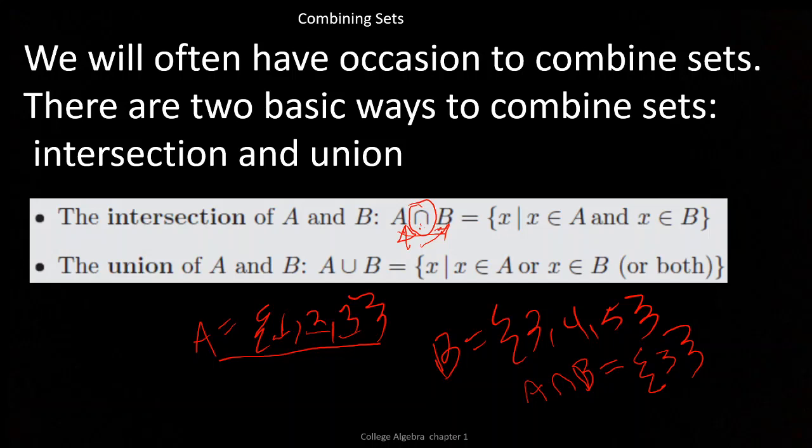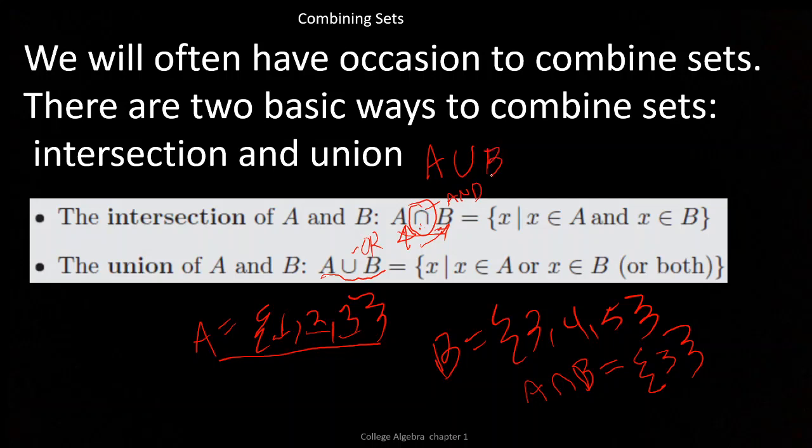Now, A or B, or A union B, is a set such that the members of the set are either a member of A or a member of B. It could be also both. We just don't write it twice. So this one is sometimes called or, and this one is called and.